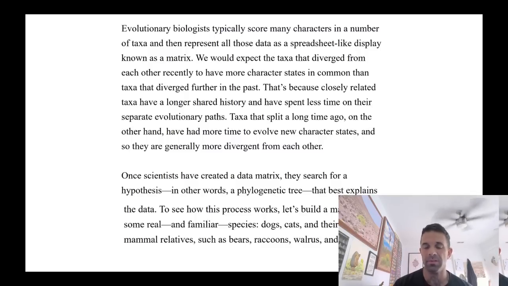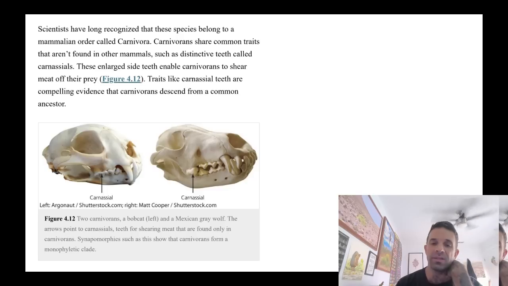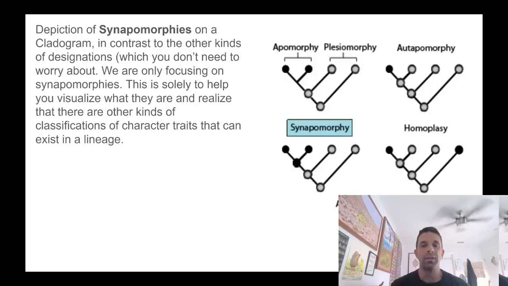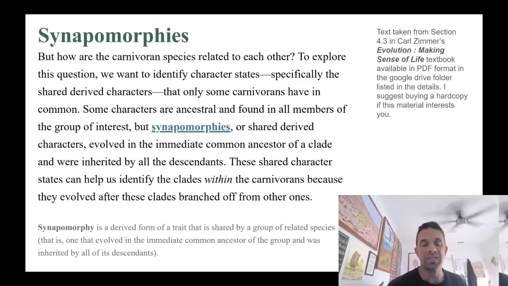Carnivora species: dogs, cats, and their close mammal relatives, such as bears, raccoons, walrus, seals. Look at their skulls. We can see similarities. And so what are we looking for? We're looking for synapomorphies. Again, just a reiteration, it's synapomorphies. Then you can see over here, taken from Carl Zimmer's Evolution: Making Sense of Life. That's a great textbook. So how are the carnivorous species related to each other?